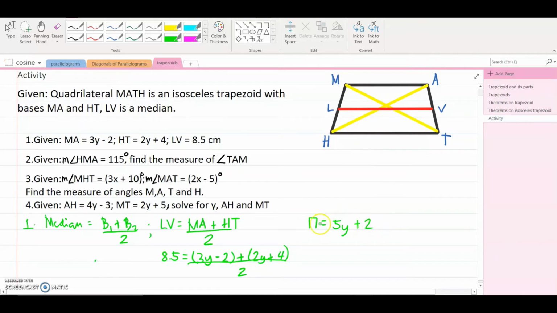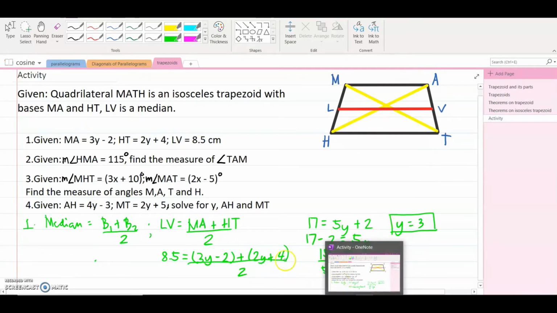Then you just transpose 2 to the left side, so that becomes 17 minus 2 equals 5y. 17 minus 2 is 15 equals 5y. Then divide both sides of the equation by 5. So therefore y is equal to 3. So the value of y is 3.